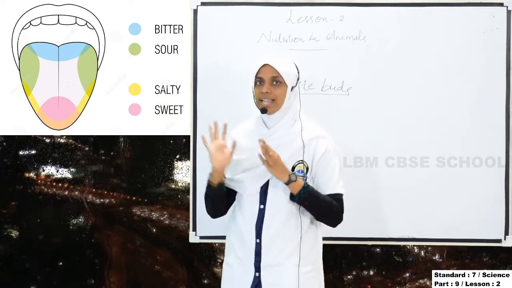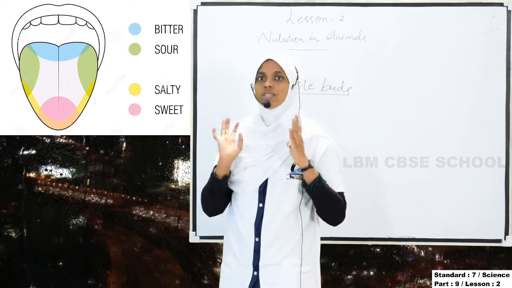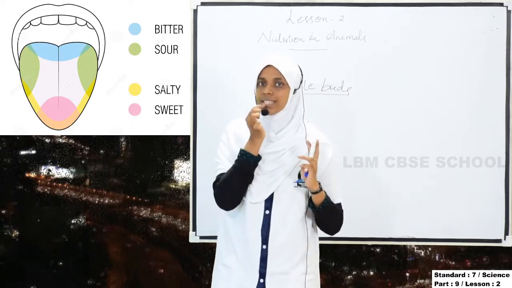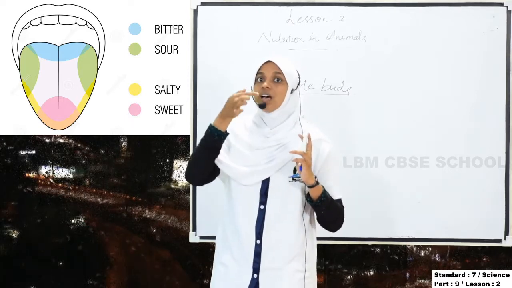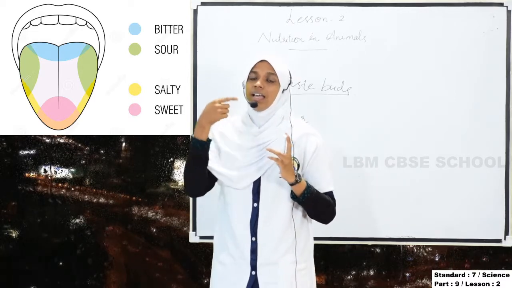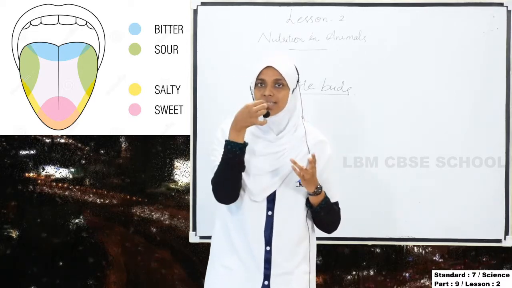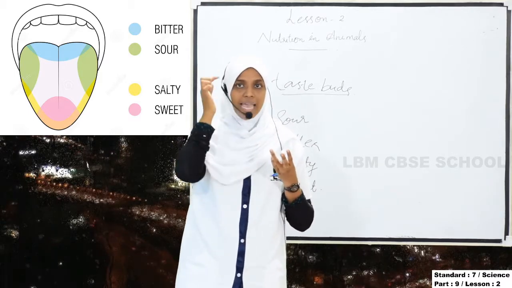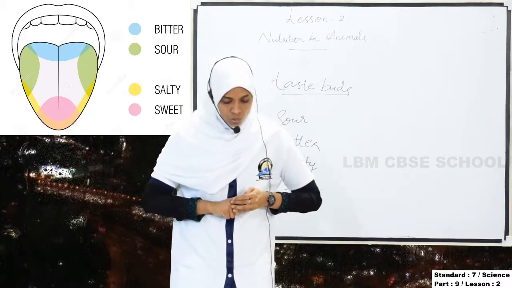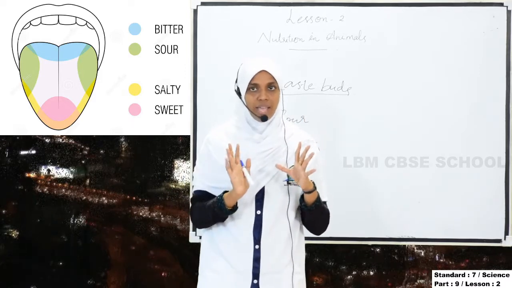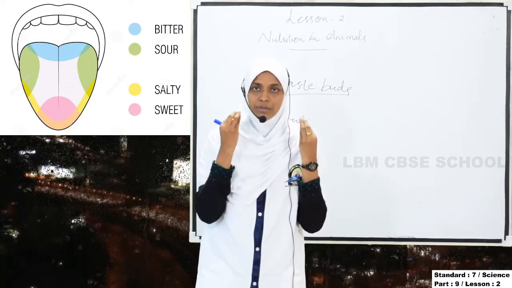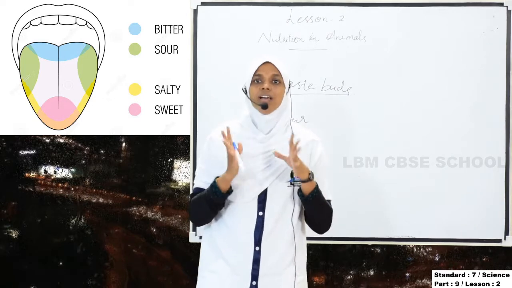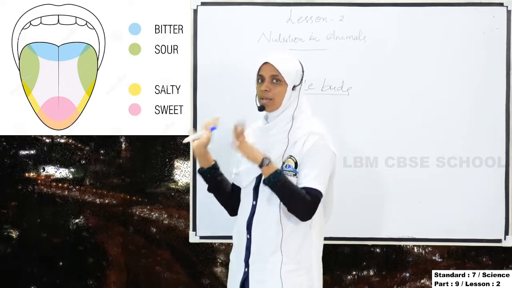Hope you have understood the different tastes: bitter, sour, salt and sweet. Sweet taste is present at the tip, and where is the bitter taste present? Bitter taste is present not at the tip, but at the end. Okay, so this is about the tongue. Hope you have understood the different uses of the tongue and the different tastes recognized by the tongue.